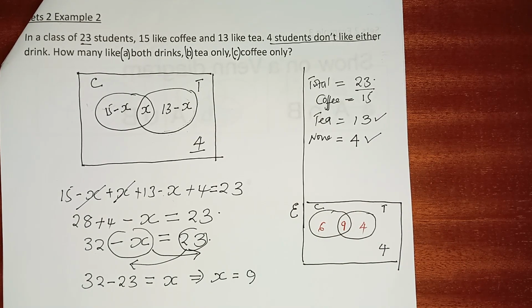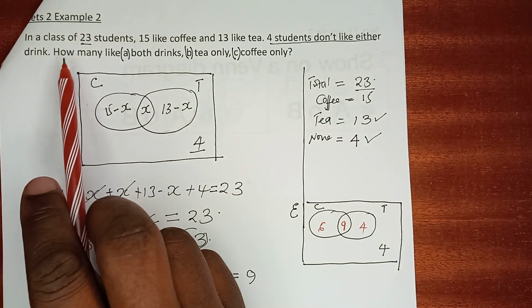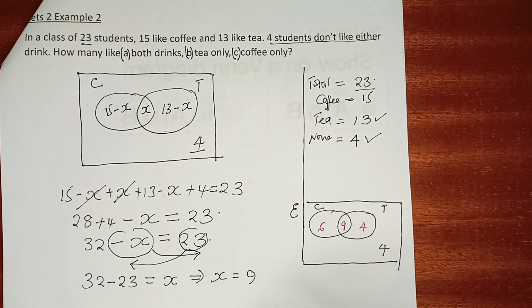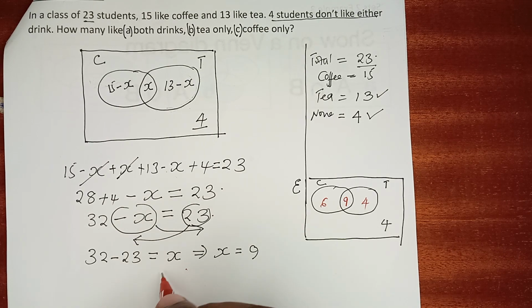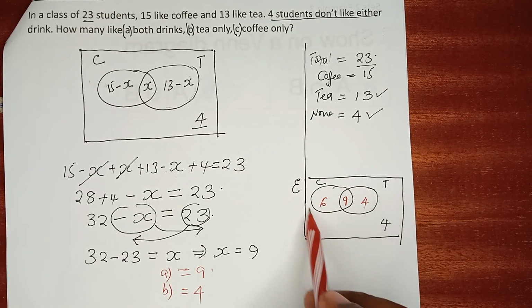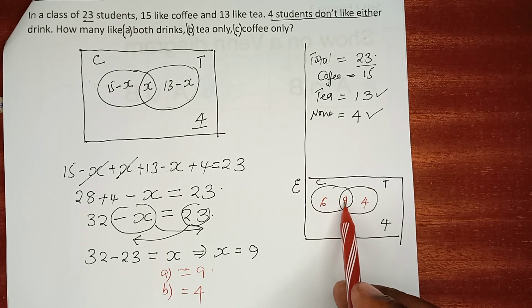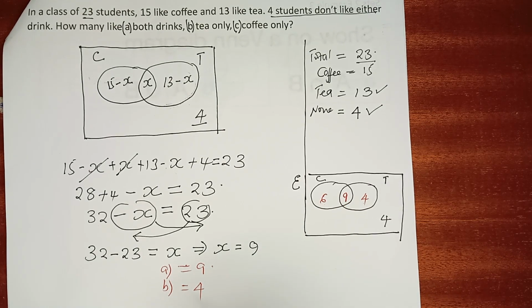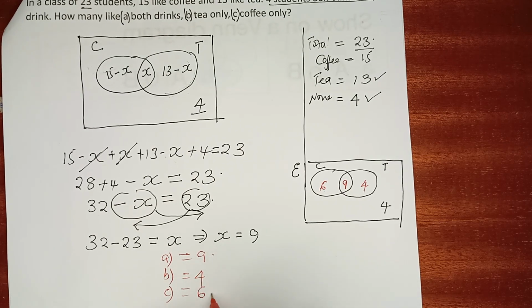So we can now easily answer all the questions. How many like A, both drinks? The answer is 9. Part B. How many like tea only? Tea only, without combining it with anything, is just 4. The answer to part B is 4. How many like coffee only? Coffee only, without combining it with anything else, is just 6. So the answer to part C of the question is simply 6.